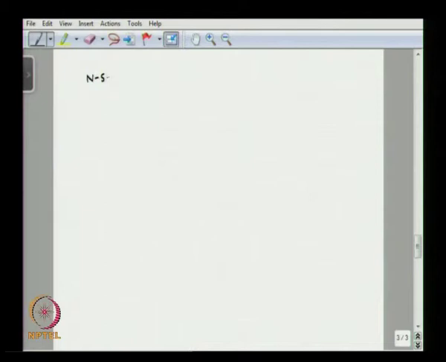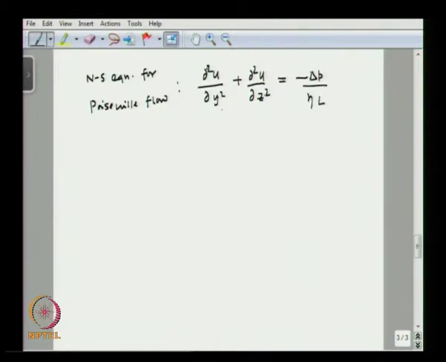So let us go back to our general Navier-Stokes equation for the Poiseuille flow case. If you write it in Cartesian coordinates, the equation is del square u over del y square plus del square u over del z square equal to minus delta P over eta L. If you write it in cylindrical coordinates, it will look like this.